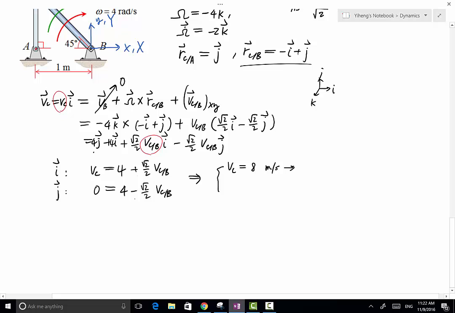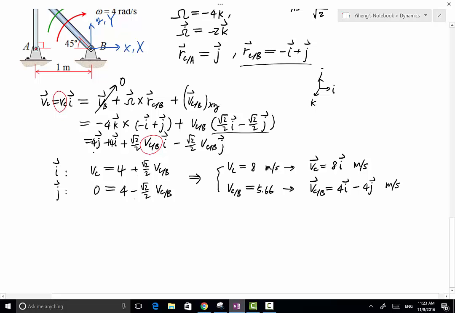Direction is in this direction. However, we are going to use VC/B as well in the next step to calculate the angular acceleration of rod AC. So at this point, might as well evaluate that, and that equals 5.66. And then in vector form, VC equals 8i. In vector form, VC/B equals 5.66 multiplied by its own unit vector, and that eventually equals 4i minus 4j in the unit of meters per second.